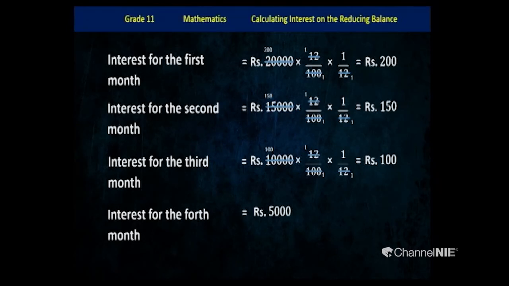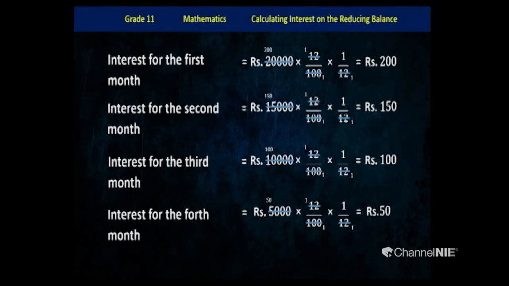Then for 5,000, you apply the annual interest rate 12%. Same story, multiply by 1 upon 12. Then you can divide 500 by 100. After that, you can divide 12 by 12, and the fourth month interest is 50.